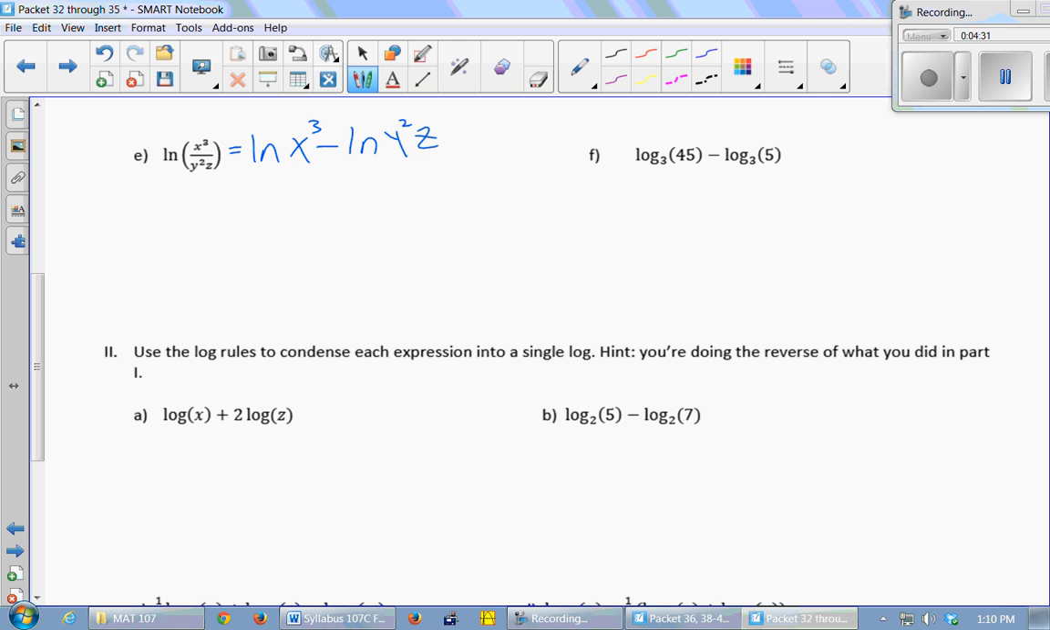All right, but the ln of x cubed can be simplified using one of my properties about the exponent. I can take that 3 and bring it down in front. So this is going to become 3 ln x minus. And then this is the ln of y squared z, which is a product, y squared times z. So I'm going to expand that. And I'm going to put it in parentheses here because I'm subtracting this whole amount. So I'm going to expand it, and it's become ln y squared plus ln z.